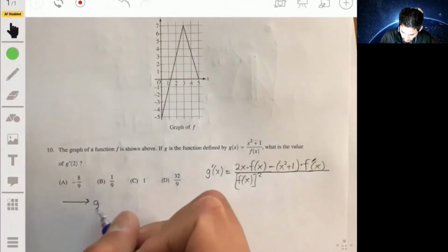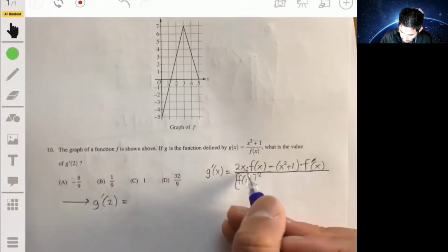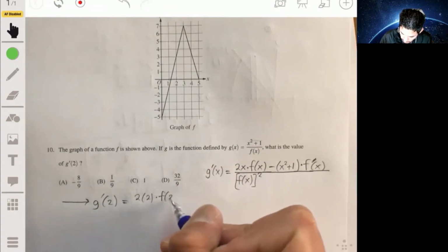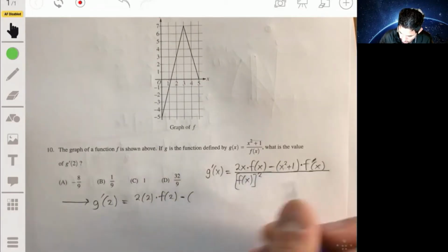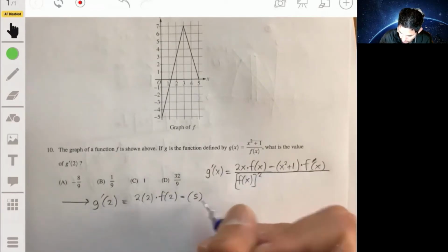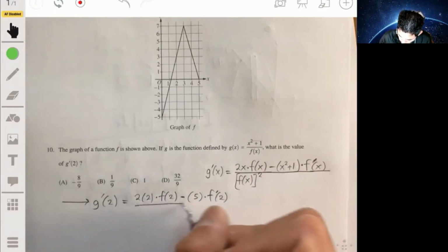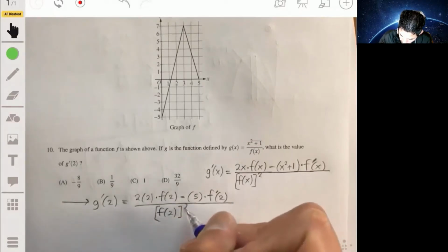Now we're trying to find g prime of 2. So what we're going to have is plug in 2 for x. So we're going to have 2 times f of 2 minus 2 squared plus 1, which will just be 5, times f prime of 2, over f of 2 squared.